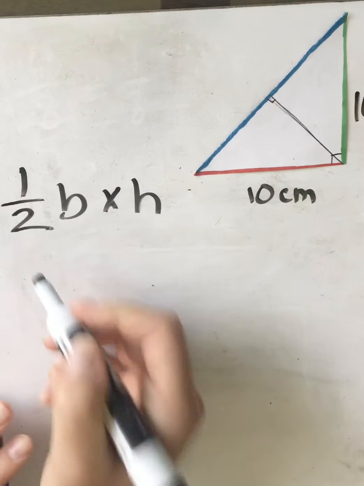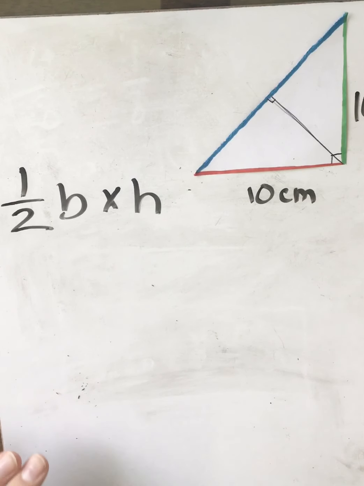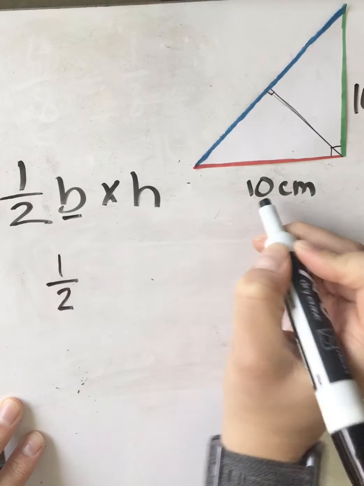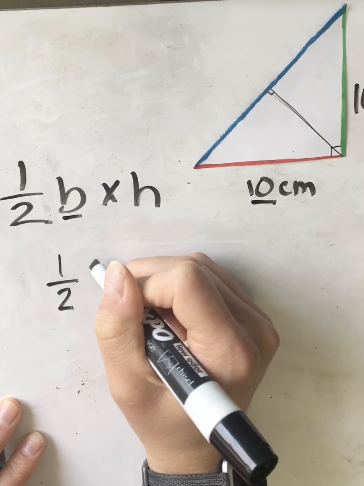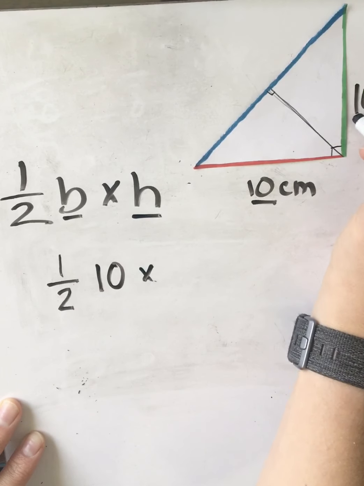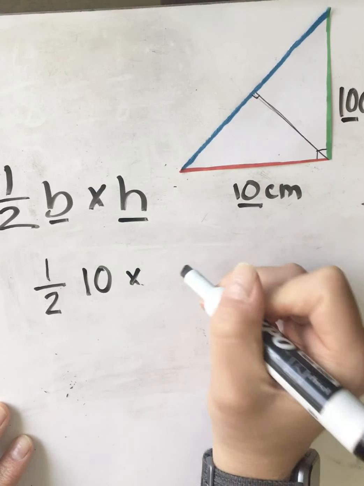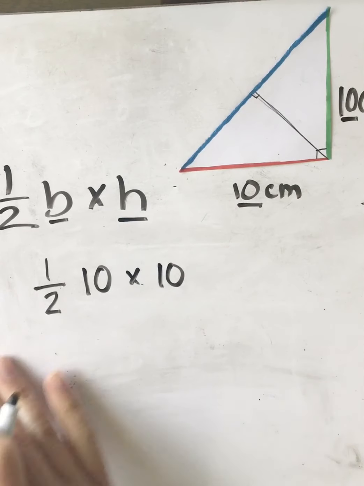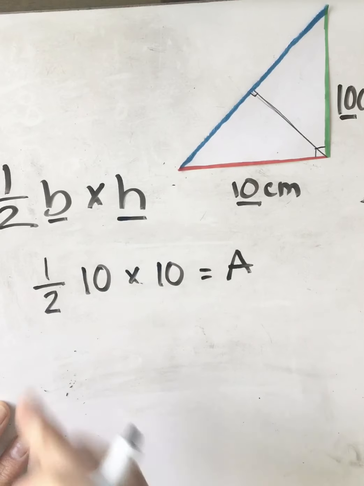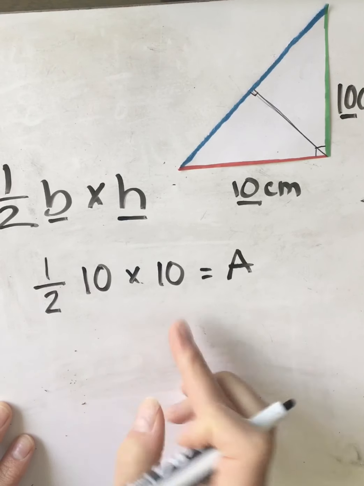So we're going to input it into this formula. The 1/2 is constant. Our base is 10 centimeters, so I'm going to put the 10. And our height is also 10 centimeters, so I'm going to put that 10. Now I just need to solve this. This is going to give me my area. So what is 1/2 base times height?